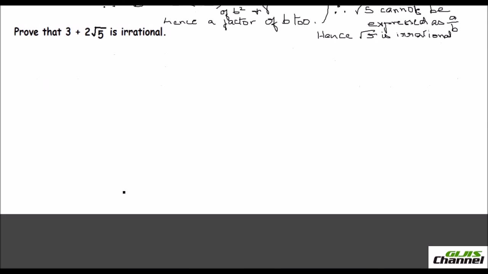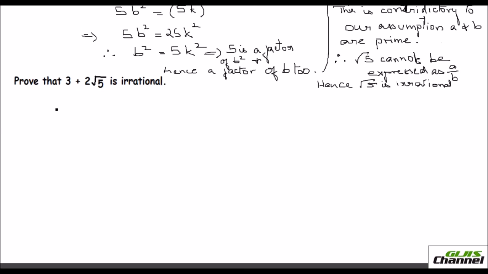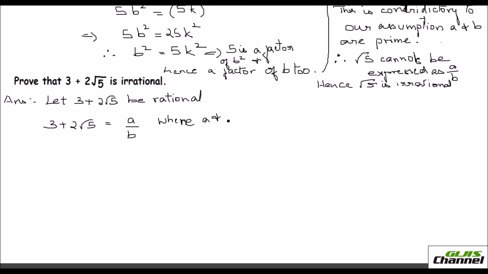Now, let's do the next problem. Again, let's do the same thing. You need to prove it is irrational. So you make an assumption it is rational. Always make opposite assumptions. Let 3 plus 2 root 5 be rational. I can say 3 plus 2 root 5 equals a over b, where a and b are co-prime. This is mandatory to say. Don't forget to write that.